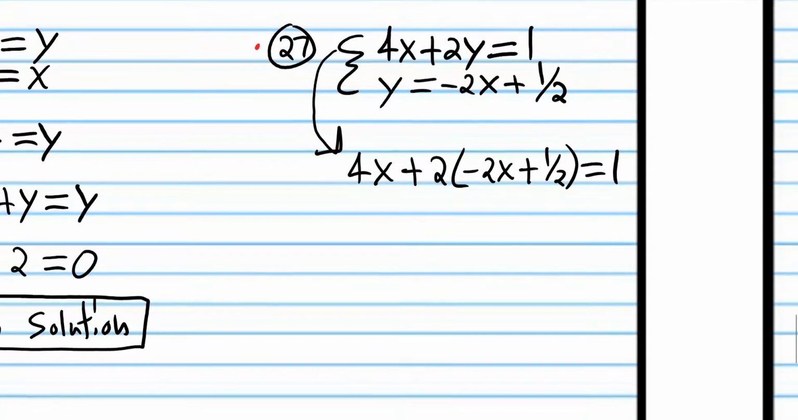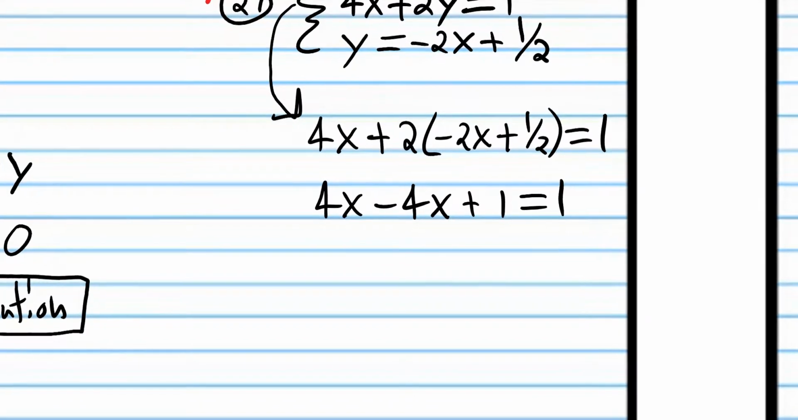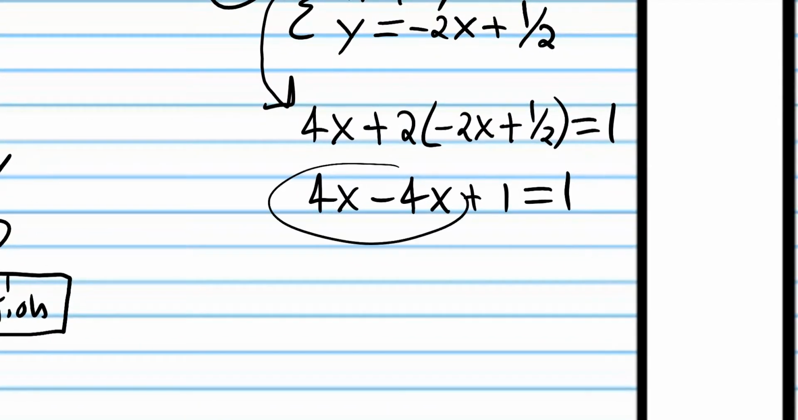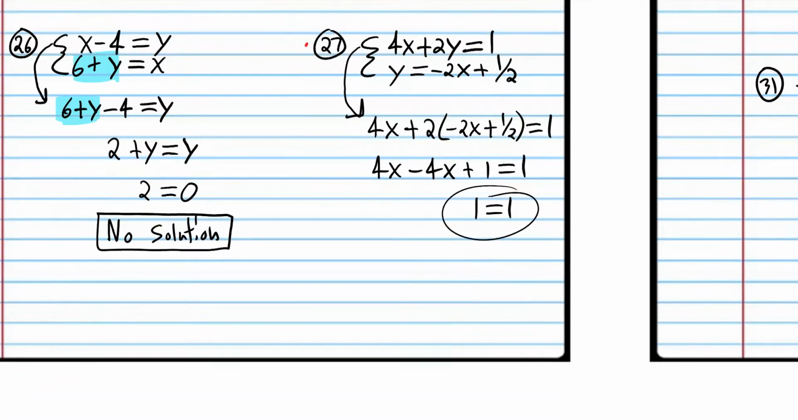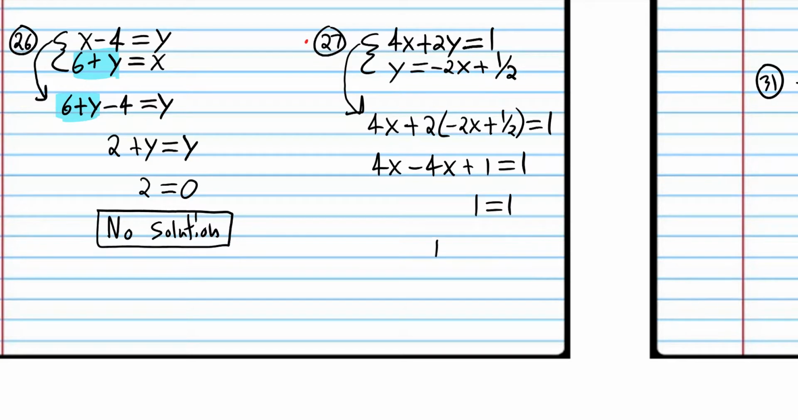And then we are going to have to use distribution. So 2 times negative 2x and 2 times 1/2. So then we get negative 4x plus 1 is equal to 1. And notice that these just cancel out. 4x minus 4x is 0, and we're left with 1 is equal to 1. The difference is that this leftover equation is true, whereas the leftover equation over there was not true. So the answer here is, as you can imagine, infinite solutions.